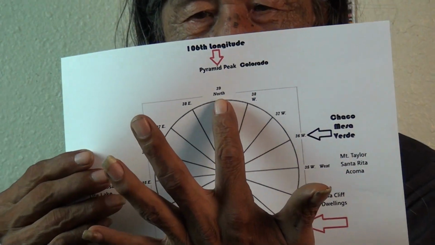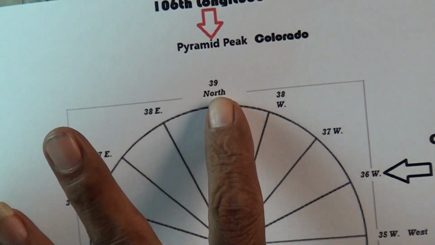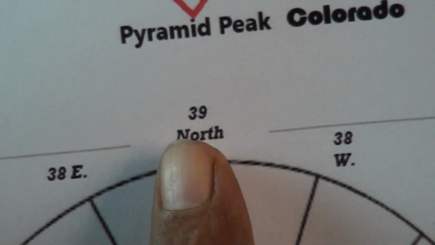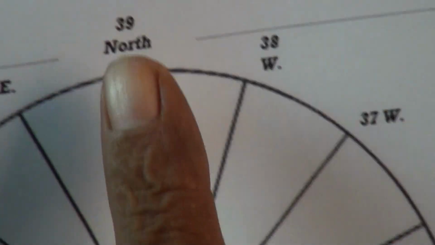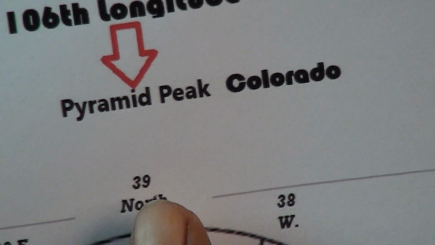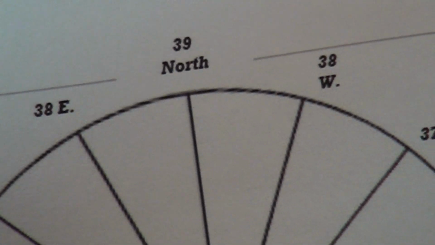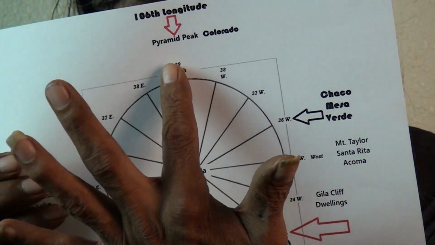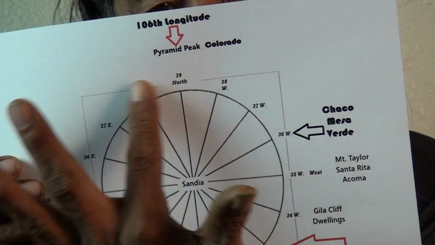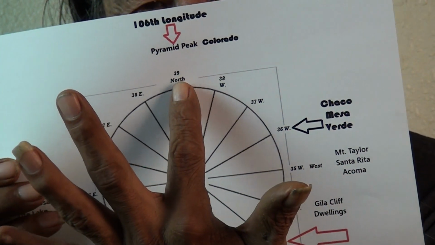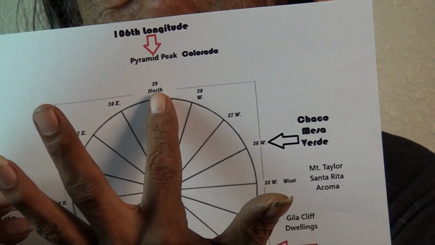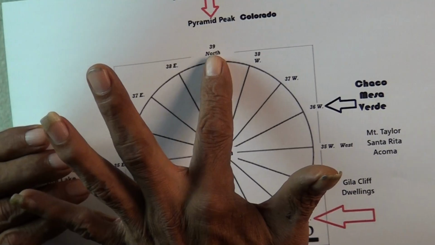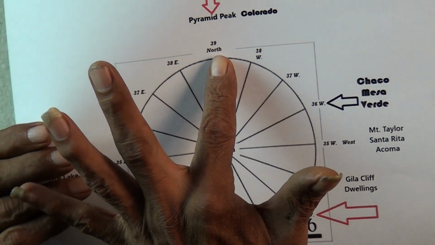And what is that 39 north? 39 north means it's the latitude. And what do I mean by latitude? The latitude is going this way. Longitude is going down. That's 106. But anyway, this is the 39th latitude if you go straight down from Pyramid Peak. And why am I saying that?